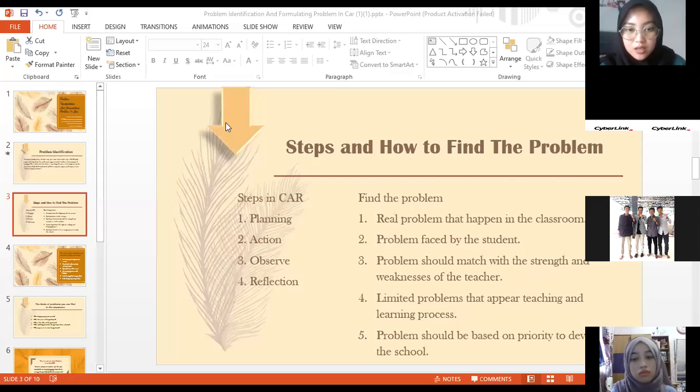So we have to be relevant to the target of the school, in order for you to develop or score the problem that connects in the classroom action research, also the policy of the school to develop the school into a better one.